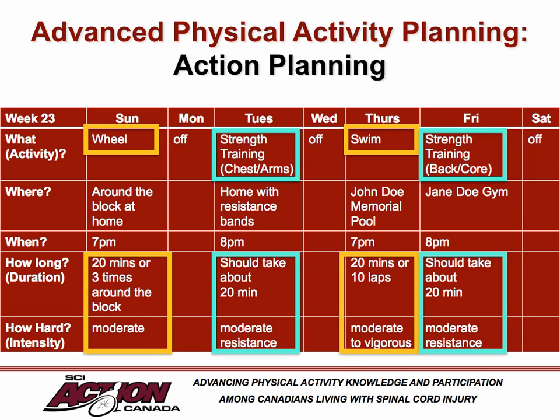It is also important to include a variety in one's action plan. In this example, the individual has planned to do 2 types of aerobic activity, swimming and wheeling. He has also decided to change the location of his strength training routine. At home 1 day with resistance bands, and at a local gym the 2nd day with weights.